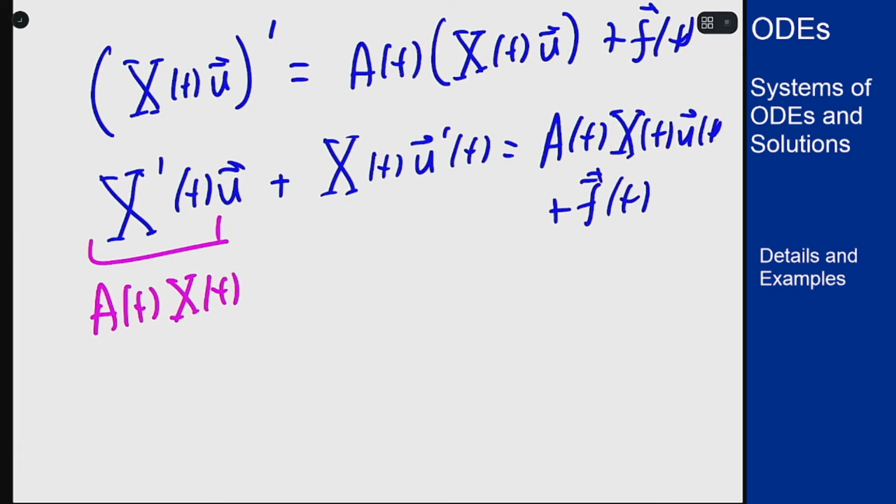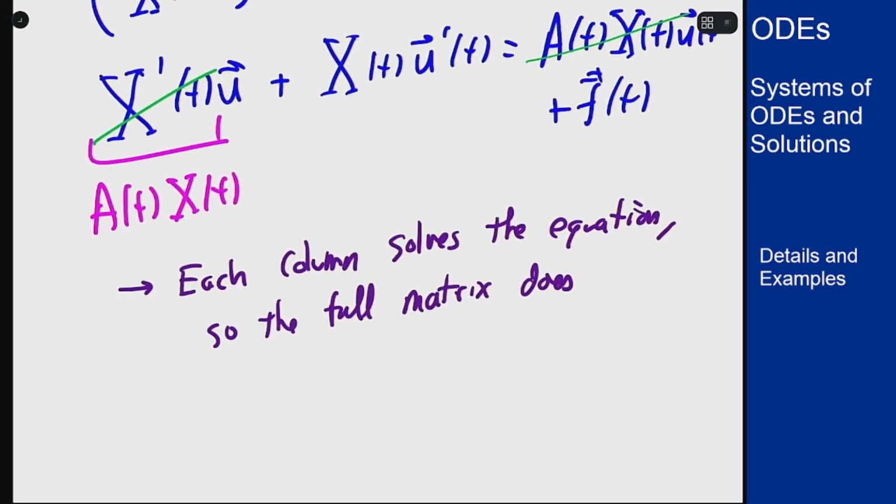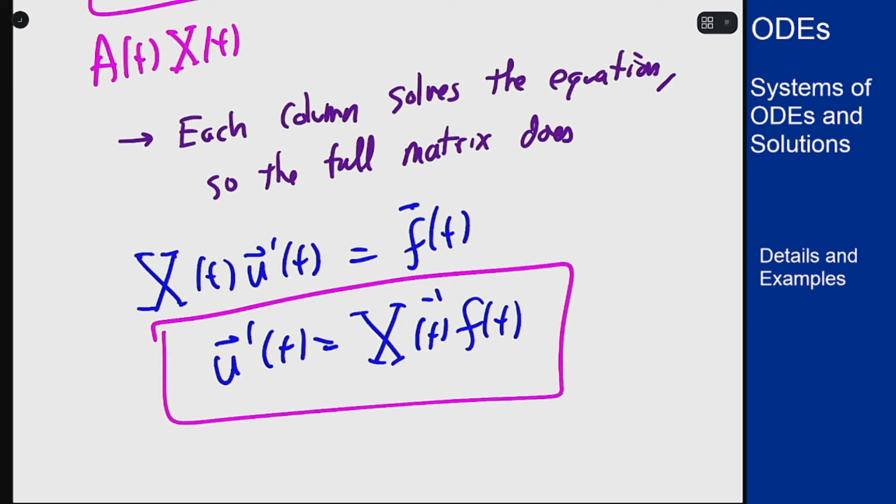As a side note, if you want to work this on your own, this is because each column solves the equation, so the full matrix does. Just based on how differentiation works component by component, and multiplication works column by column. So then this term and this term actually cancel out, because they're the same. And I can solve for u prime pretty straightforwardly here by inverting the matrix capital X. I'll end up with X of t times u prime equals f, or u prime equals X of t inverse times f of t. And we'll get to this in more detail when we do variation of parameters later on.